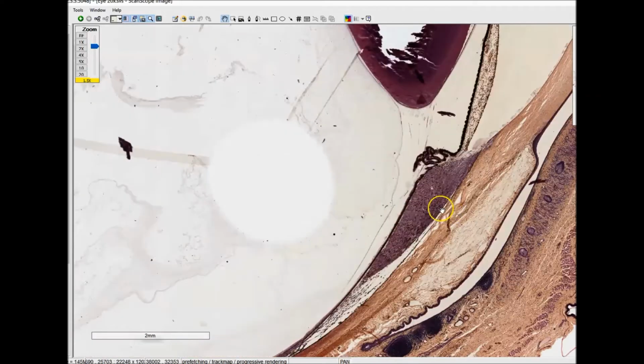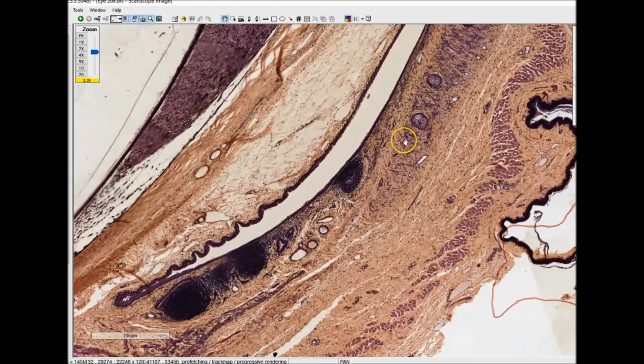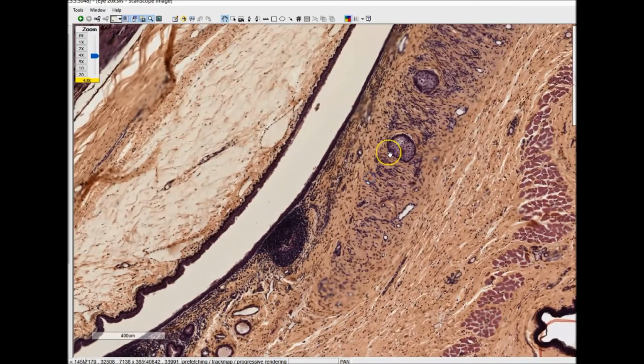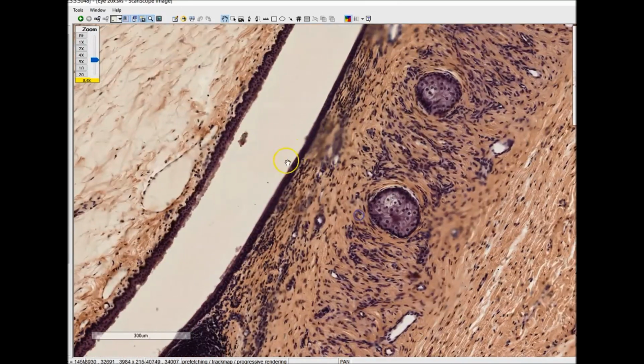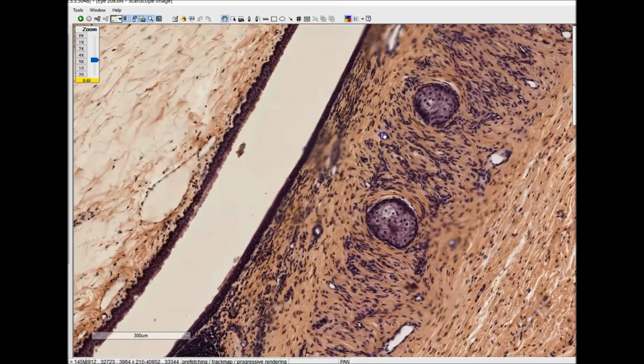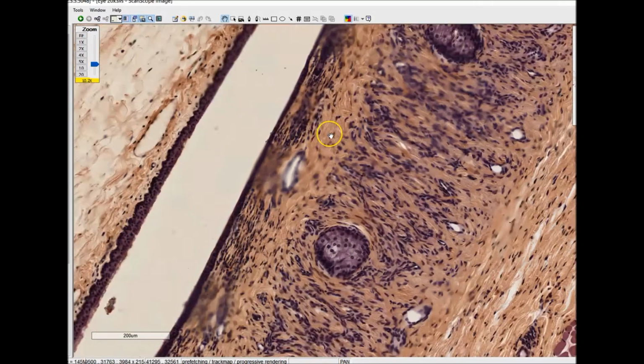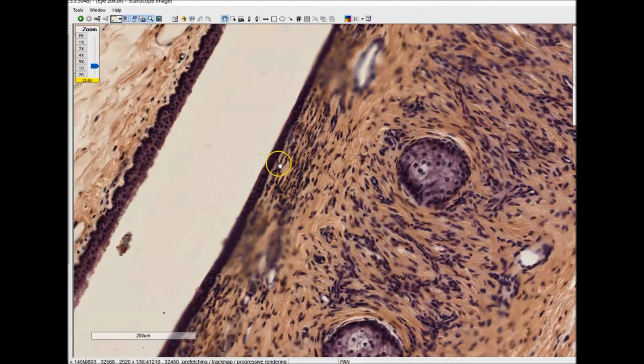So let's look at that at a little bit higher magnification, and you can see that it's very different from the skin side of the eyelid. It is a wet membrane, a mucous membrane, so the conjunctiva would be here and here, both the inner surface of the eyelid and on the eyeball itself, covering the sclera, which is down here.